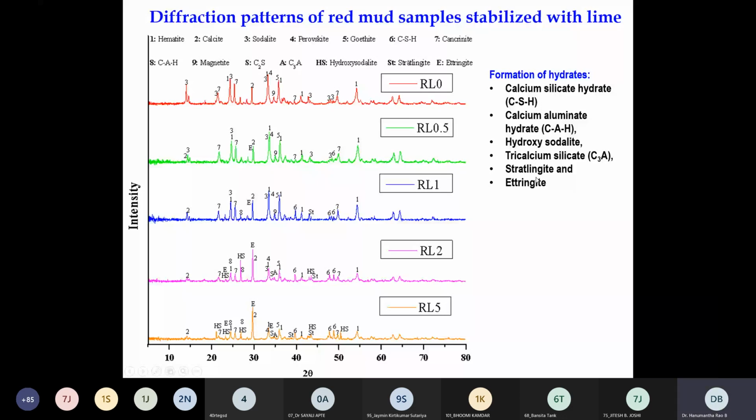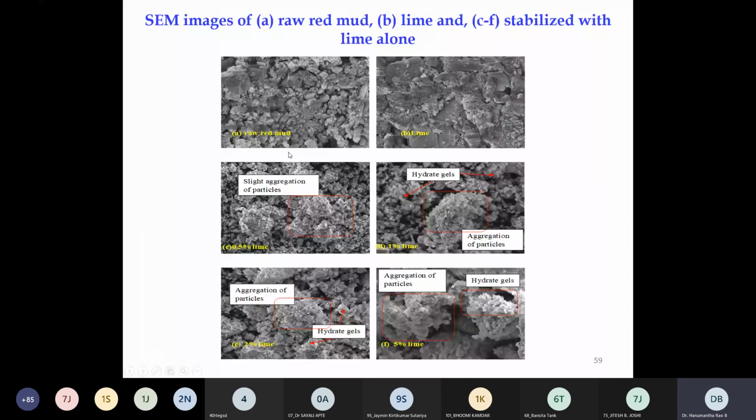Then we also try to establish the morphological characteristics. Here you can see the very first picture on the top left is raw red mud, and on the right side is lime. When you add lime to the red mud, you can see how they chemically react and how they change the morphology of the red mud.